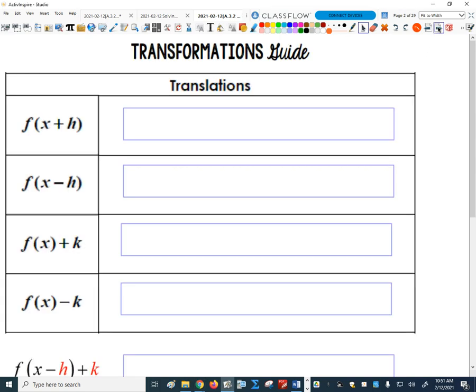We're going to start off looking at what happens if we add or subtract a number directly to x inside the function. So if we start off with some function f of x, what happens if we add the number h to x inside the function or subtract the number h from x inside the function? Let's explore that a little bit.